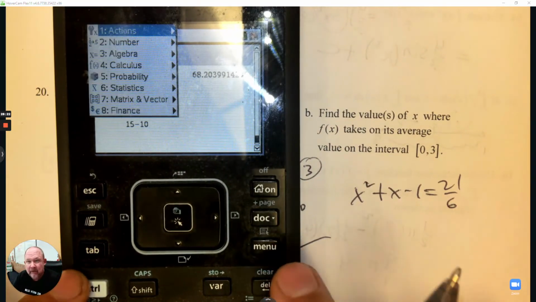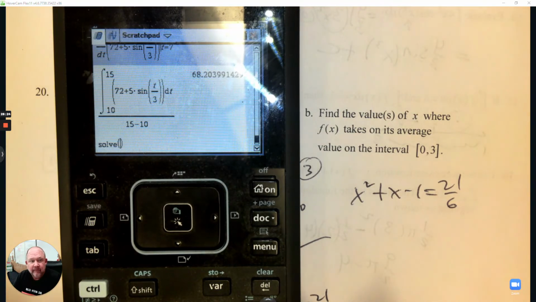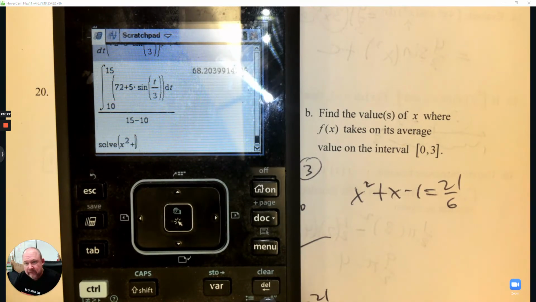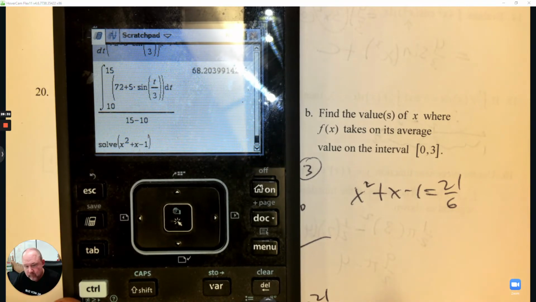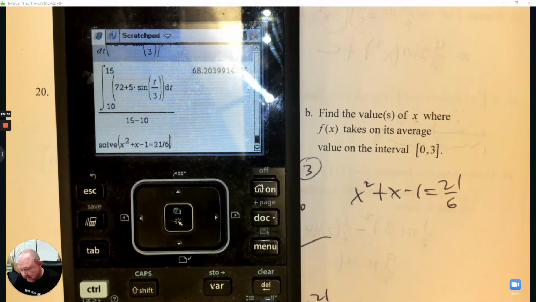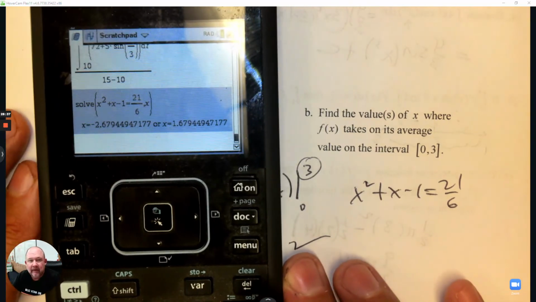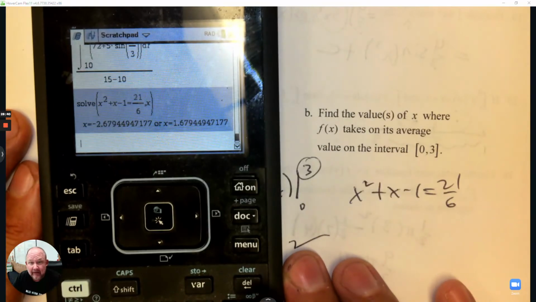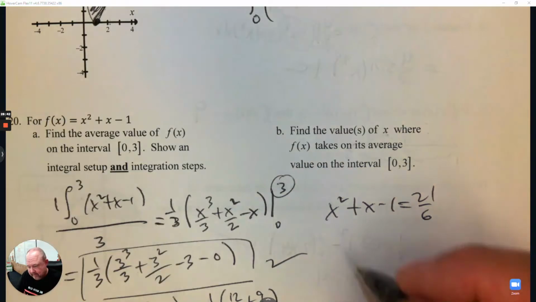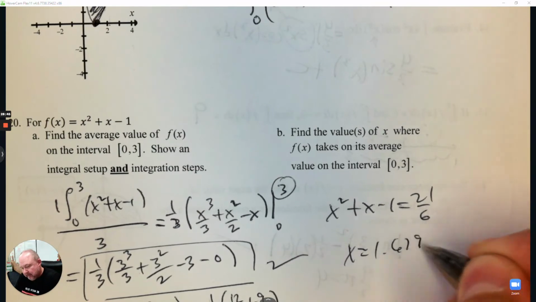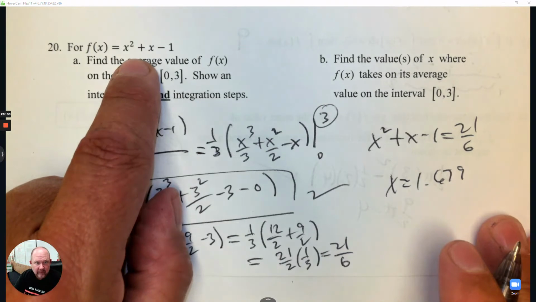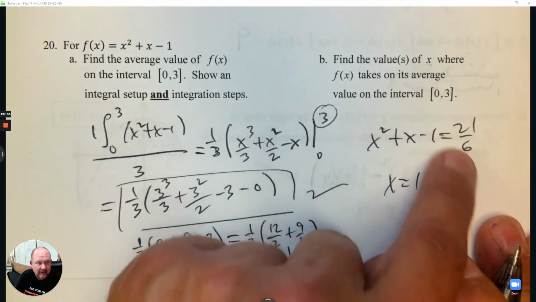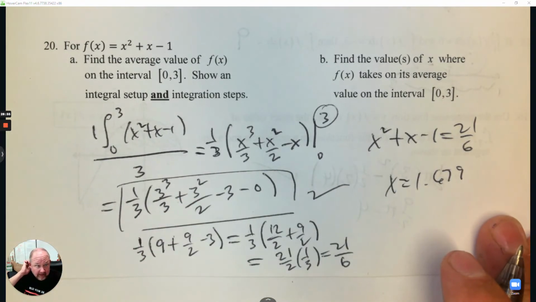So, menu algebra solve, and then we're going to type in x squared plus x subtract 1 equals 21 over 6 comma x. And we get negative and positive. So we want the one in the interval, which is 1.679. But you understand the setup, that once you do the average value, make it equal to the function, and then solve it. And if it was a nice answer to solve, you'd make it equal to 0, factor it, and you get your answer. All right, last page.